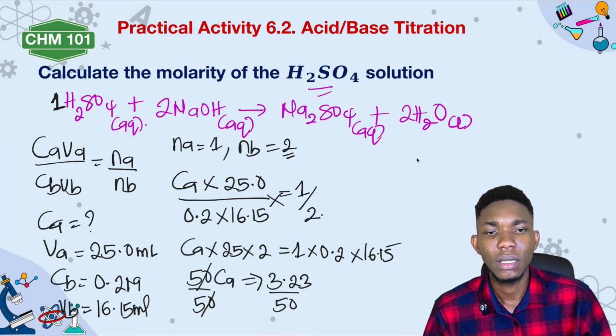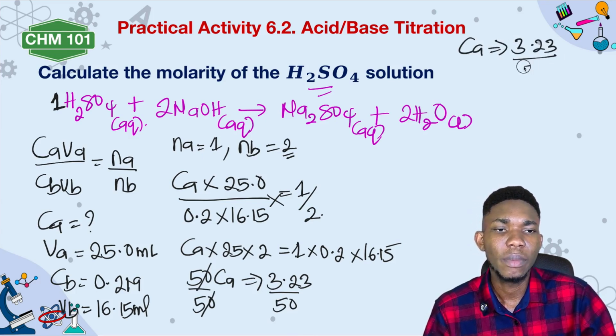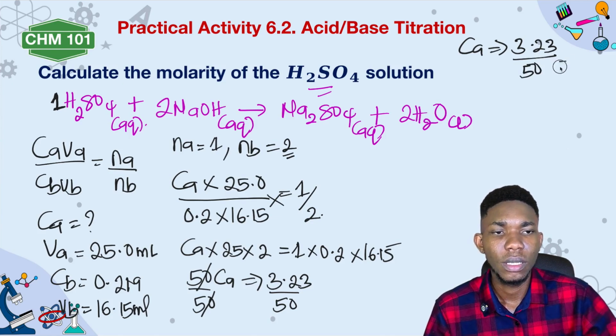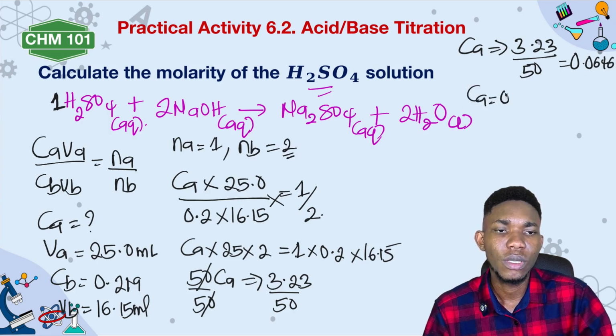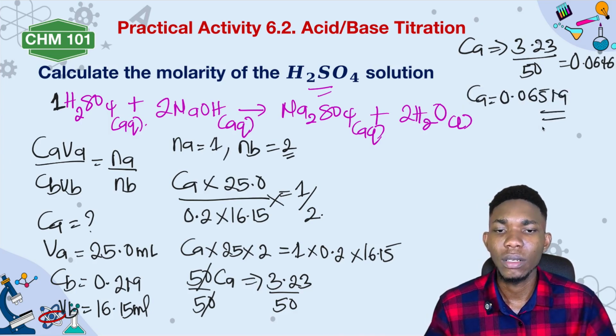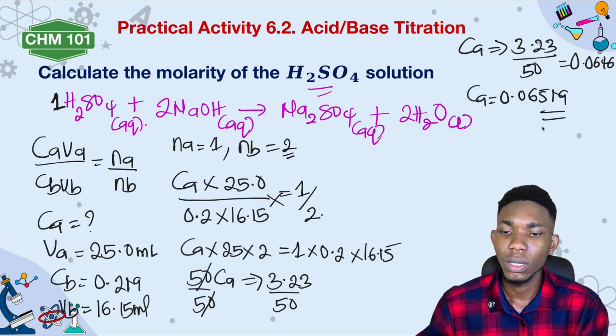Cancel this, my dear student. Our Ca is now 3.23 divided by 50. So dividing by 50 will give us 0.0646. So Ca will be equal to 0.065 molar. That is our Ca for this particular question. Just follow the procedure here and do your own calculation.